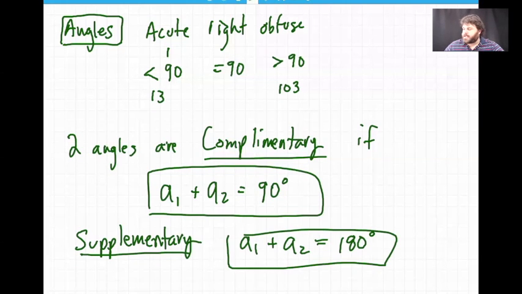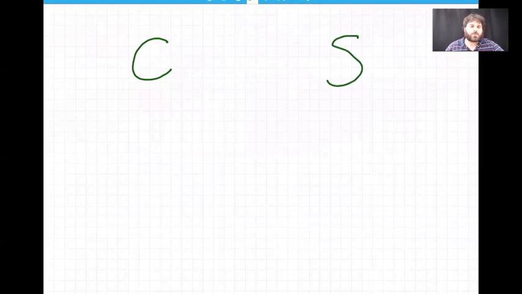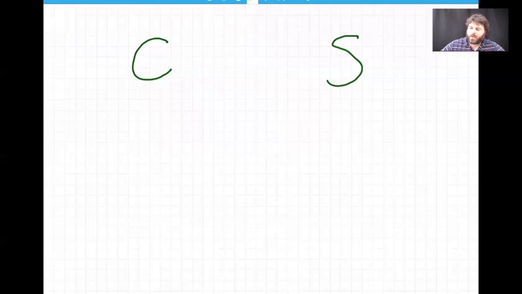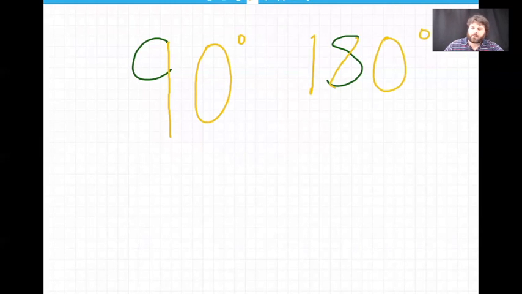The easiest way to remember that is that the word complementary starts with a C and supplementary starts with an S. If I take the C, I can turn it into a 9, as in 90 degrees. And I can take my S and turn it into an 8, as in 180 degrees. So complementary, 90 degrees; supplementary, 180 degrees.